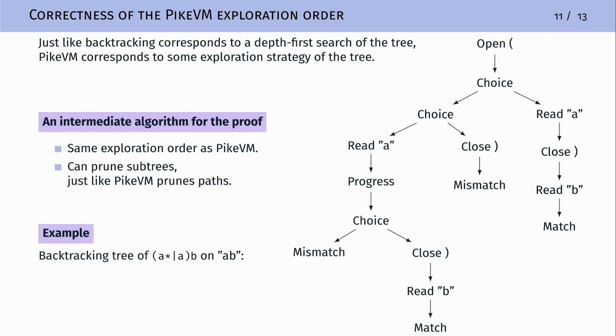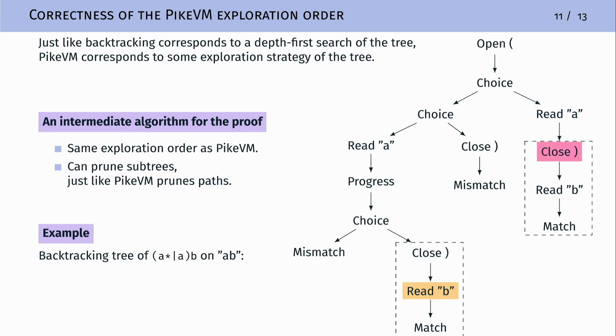Let's say that we have this backtracking tree of the regex A star or A followed by B on the string AB. And so our algorithm is just going to take this tree as input, and it's going to do a depth-first search until it finds a leaf. And then it's going to explore other branches until it finds leaves. And when we have found all of them, we're going to move on in the string and then do another depth-first search until we find another leaf. And then we do the same for the other side.